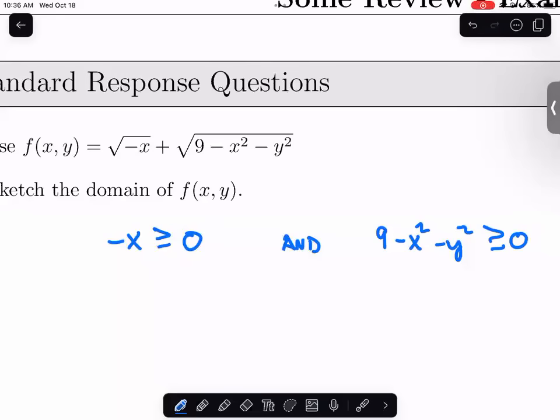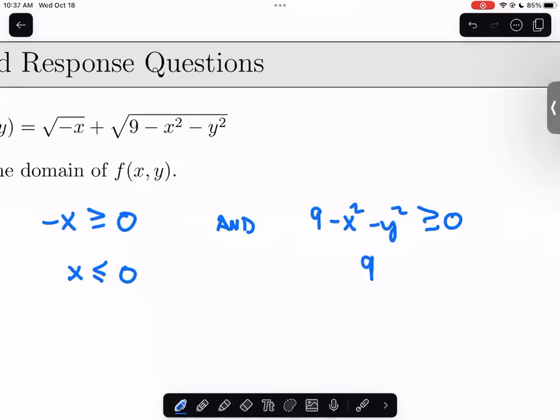So the first one here is saying that x should be less than or equal to zero. So remember, when you multiply by negative one, this is one of the few things that flips your inequality. The second one here, probably the best thing that I can write, is that x squared plus y squared should be less than or equal to 9.